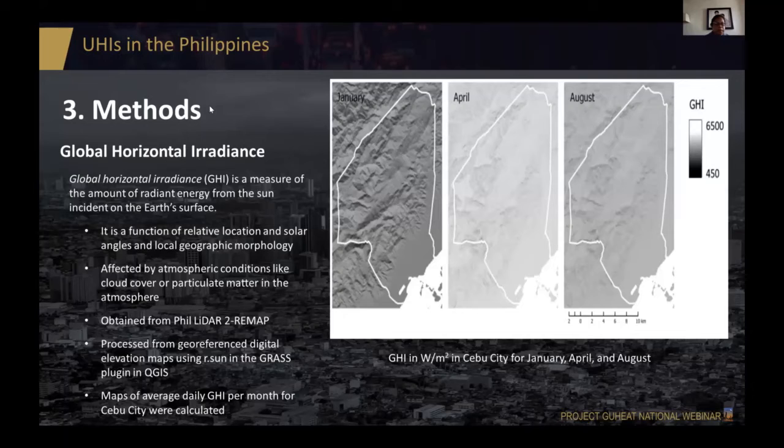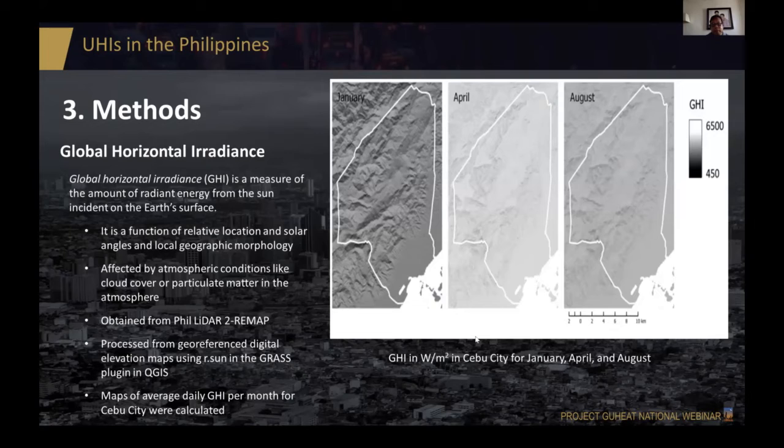We also consider the global horizontal irradiance, which is a measure of the amount of sunlight incident to a particular area. The GHI, for short, is a function of location and solar angle. It is affected by atmospheric conditions, and maps of average daily GHI per month for Cebu City were calculated.